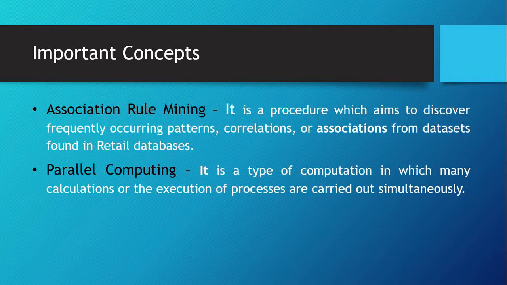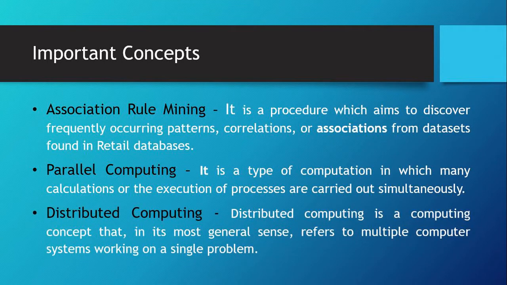Next, parallel computing. Parallel computing is a type of computation in which many calculations or executions of processes are carried out simultaneously. In the same PC, a large task is divided into smaller tasks and each of them is executed simultaneously. Distributed computing. Distributed computing is a computing concept that in the most general sense refers to multiple computer systems working on a single problem. Here again, a large task is divided into smaller tasks, but instead of one computer, multiple computers are used to process this task.